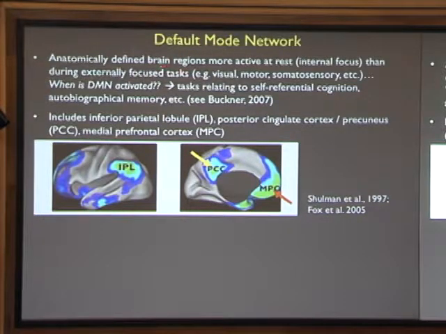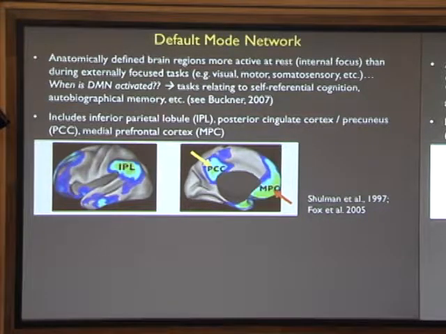It's an anatomically defined set of brain regions, more active at rest, with internal focus, when people are maybe thinking something amongst themselves, versus during externally focused tasks. And one interesting question is, when are these brain regions actually activated?